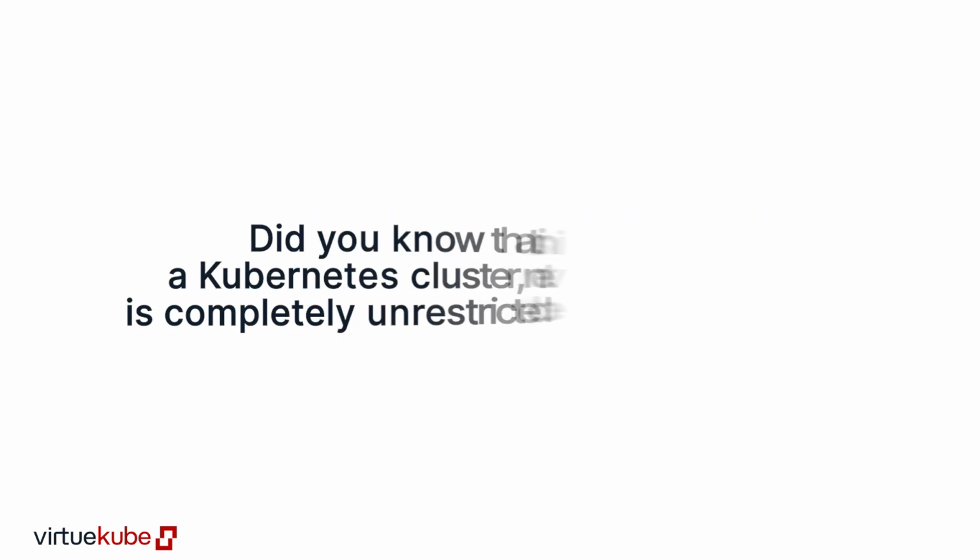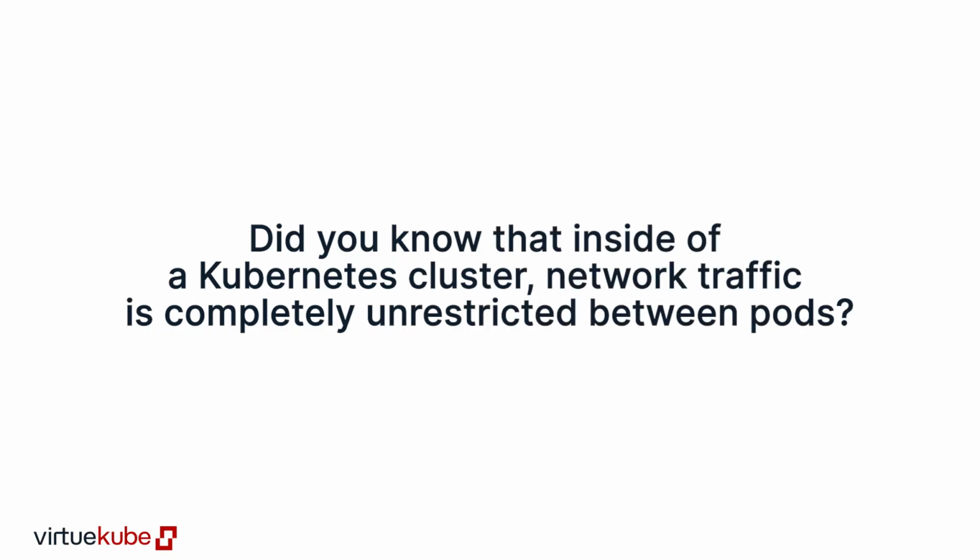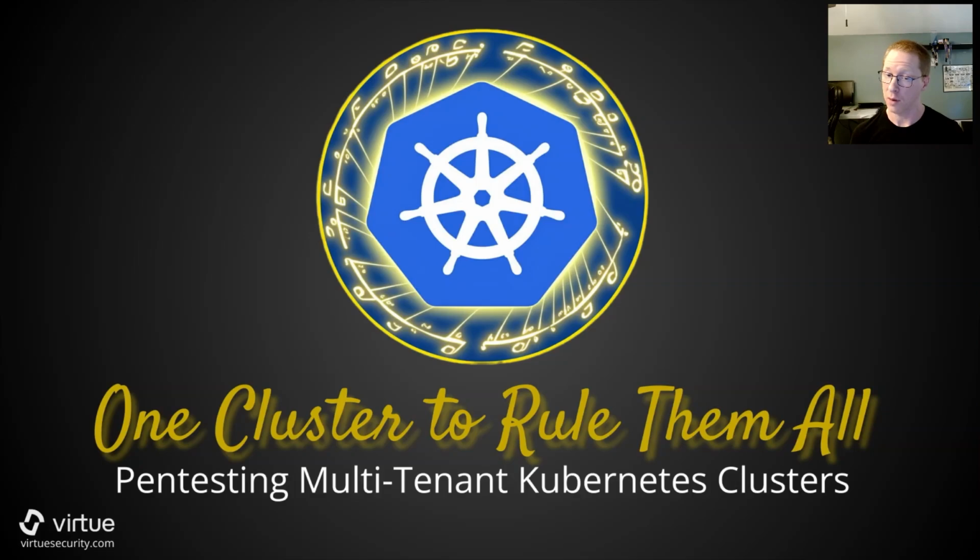Did you know that inside of a Kubernetes cluster, network traffic is completely unrestricted between pods? Unlike Docker Swarm, where you have to explicitly allow traffic between workloads. Finally, in a cloud environment, depending on the environment, network traffic is also completely unrestricted between the pods and the VPC they exist in. So if you have other workloads in the same VPC, the pods can talk to them and they can talk to your pods without having to go through ingress.